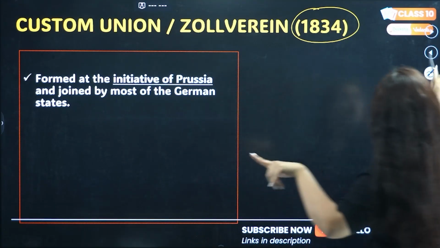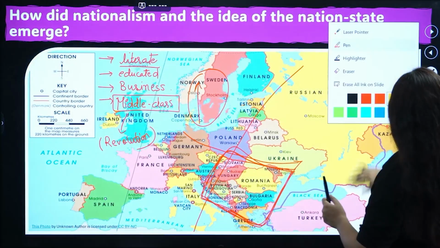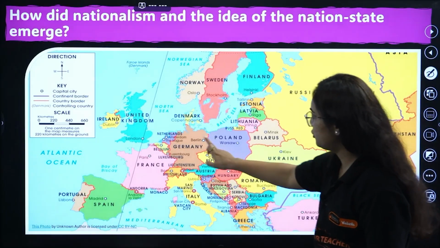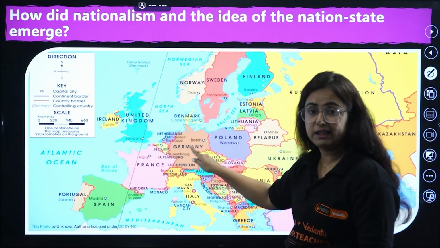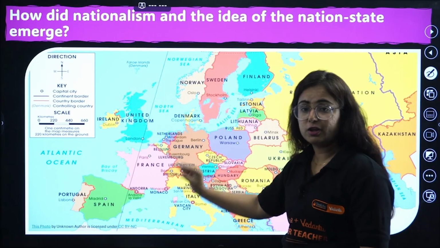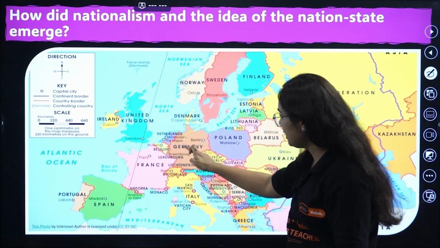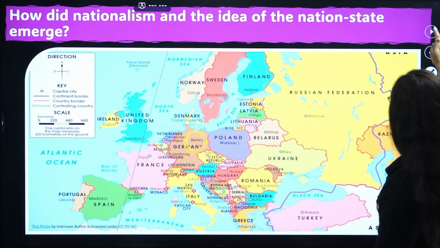Let me tell you with that map. Let's go back to this. Let's clear all the links. Beta, this is Germany right now. This brown color is what? Germany right now. In this Germany, there was a region referred to as Prussia. This region, Prussia, was the largest German territory at that time.